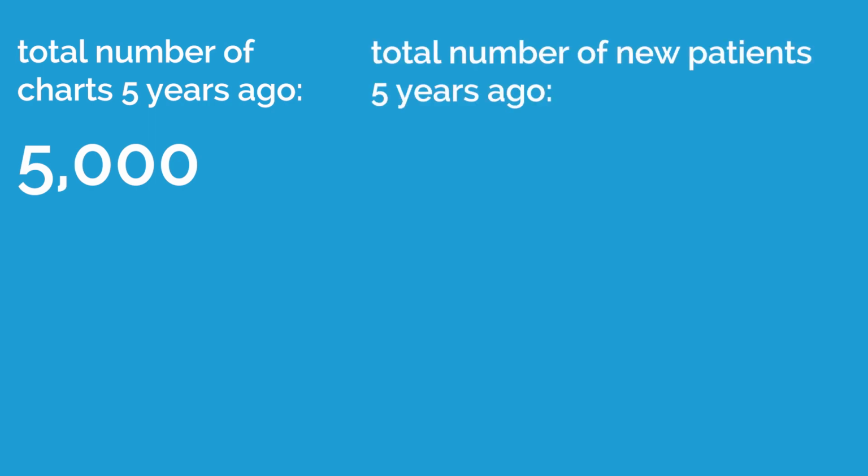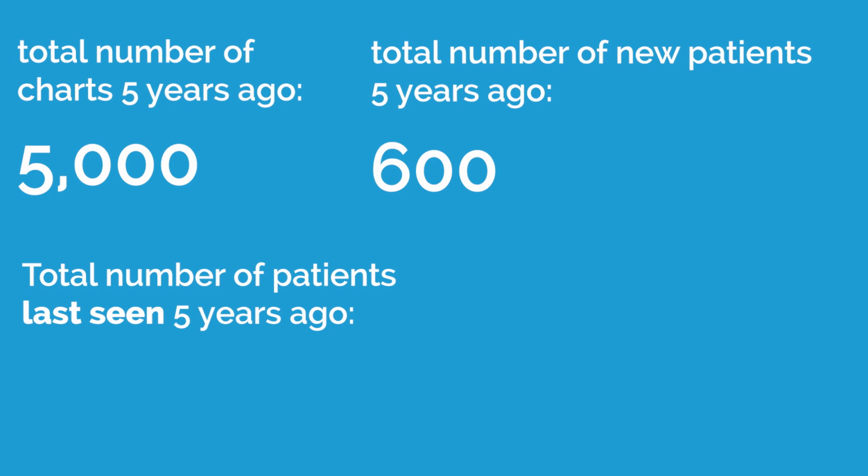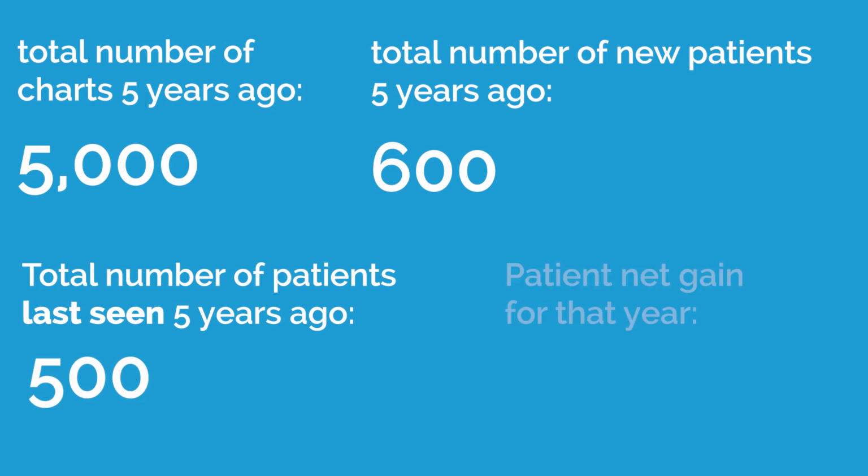So let's just say for fun that when we calculated our total number of charts 5 years ago, we had 5,000 charts total. If I also know how many new patients that year I received, let's just say I was getting 50 a month, so I got 600. Then if I could isolate all the patients whose last time they were seen was 5 years ago, and I calculate that number was 500, that means I only had a net gain in the previous year of 100 patients.